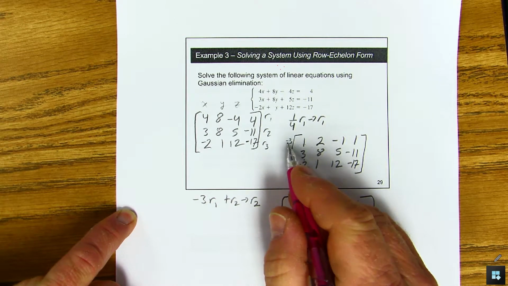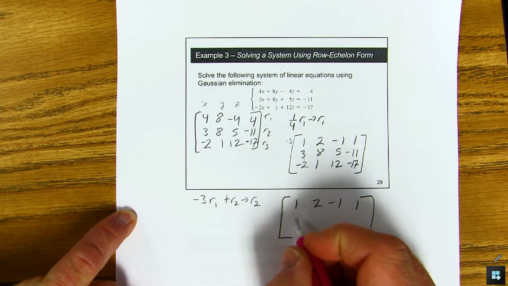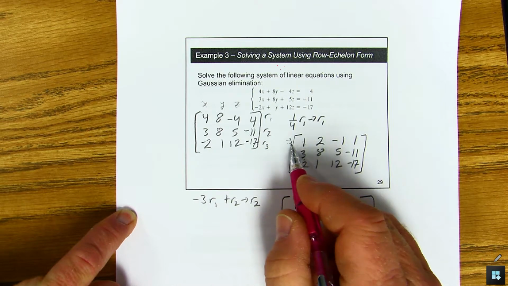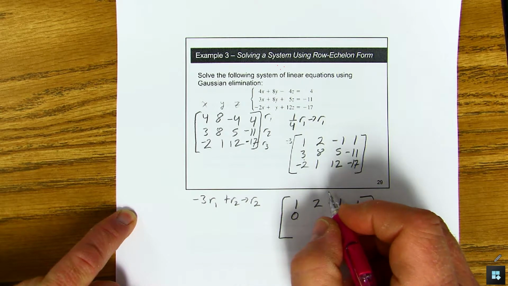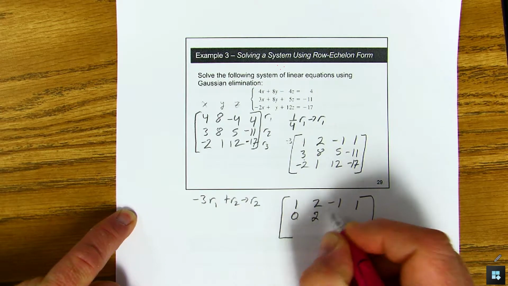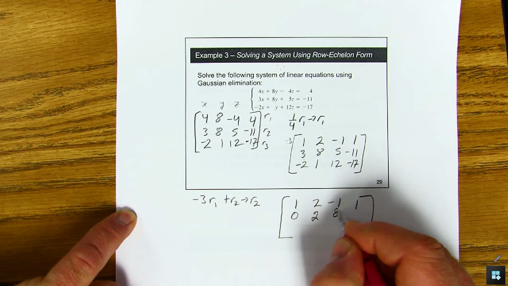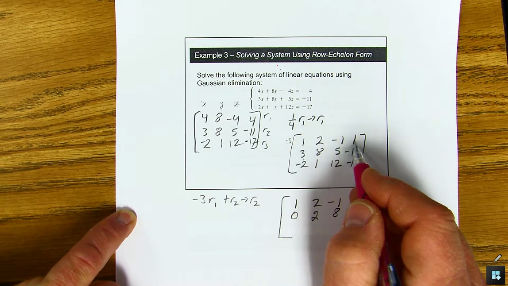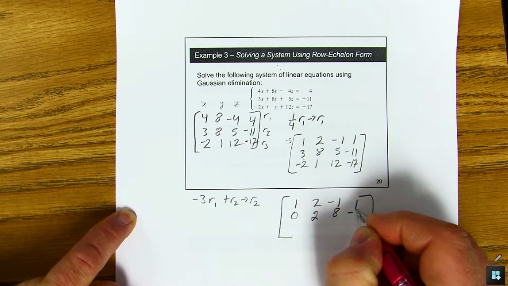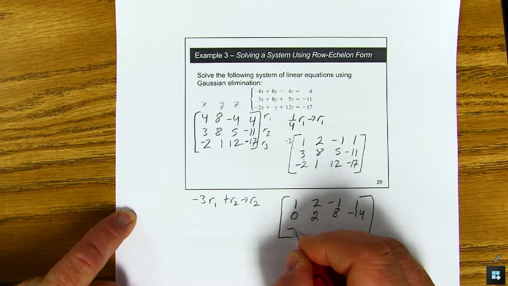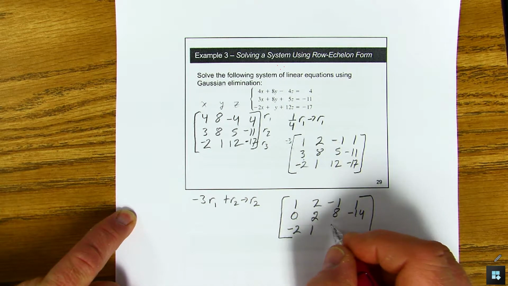Now if I take negative 3 times 1, that is negative 3 plus 3, that's 0. That's what I want. Negative 3 times 2 is negative 6 plus 8 is 2. Negative 3 times negative 1 is 3 plus 5 is 8. Negative 3 times 1 is negative 3 minus 11 is negative 14. I then have negative 2, 1.